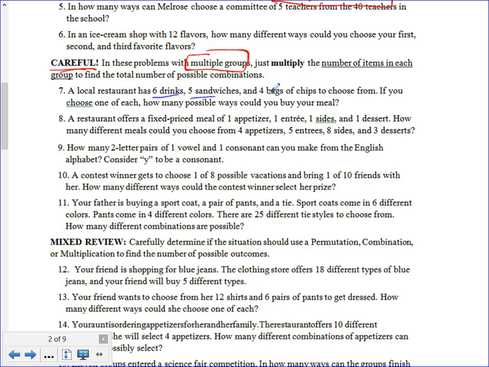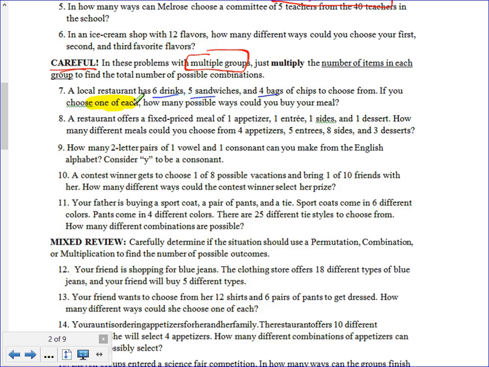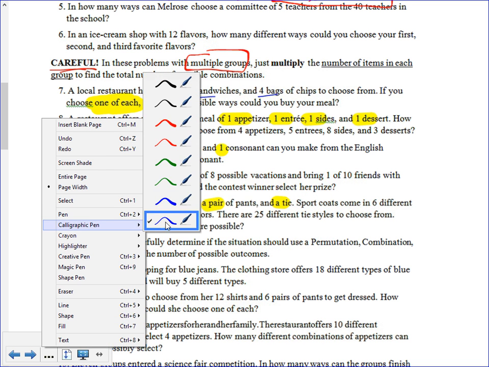6 drinks, 5 sandwiches, 4 bags. You got to pick one of each. This is a dead giveaway that it's a multiple group. If it says one of each, look how else it could say one of each. The next problem says 1 app, 1 entree, 1 side. It's still saying one of each. This one says 1 consonant, 1 vowel. This one says 1 of 8, 1 of 10. If it says one of each in one way or another, you pretty much guarantee that it's a multiple group.